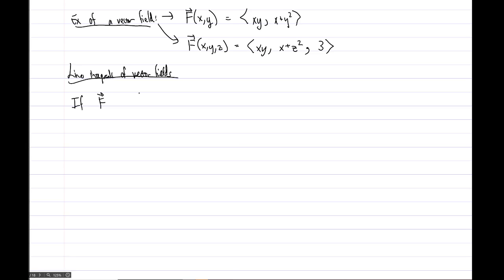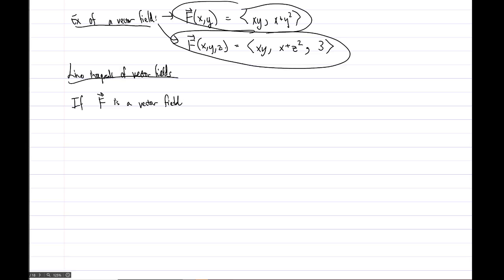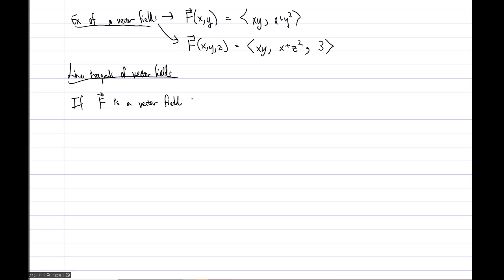Here we go. If F arrow is a vector field, for instance, it could be this or it could be that, just using the examples above. Let's clarify again what this is, in a little more detail. If the inputs are points x comma y in two-dimensional real space, then the outputs are two-dimensional vectors.